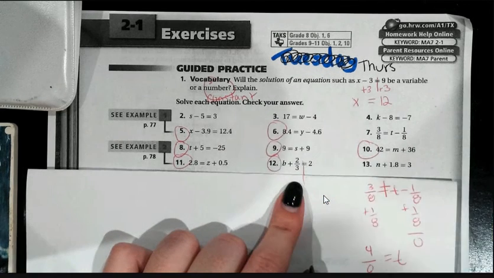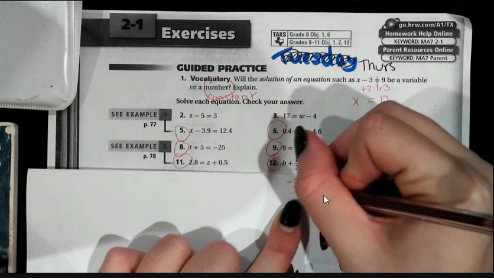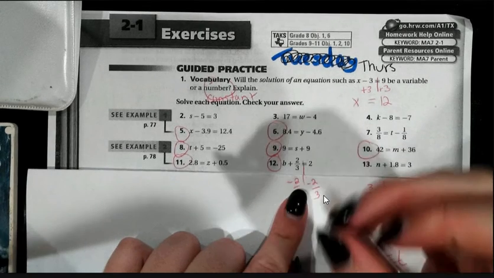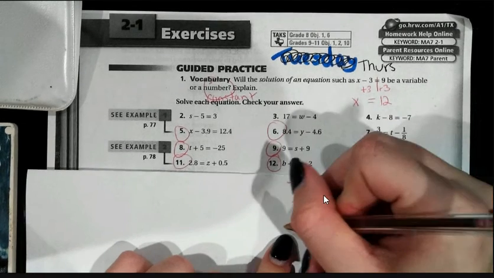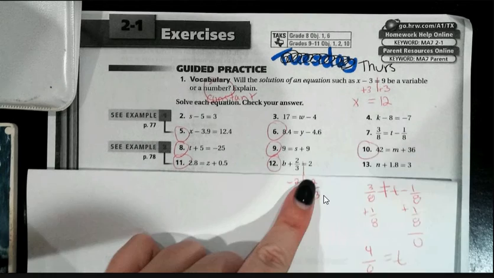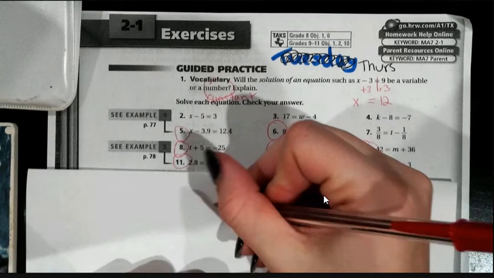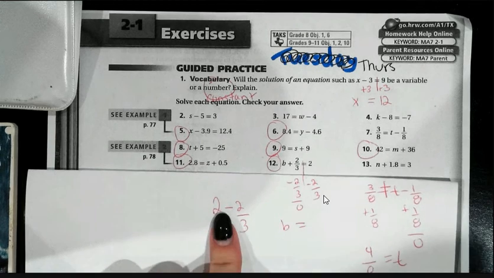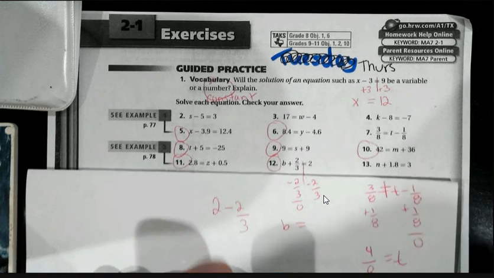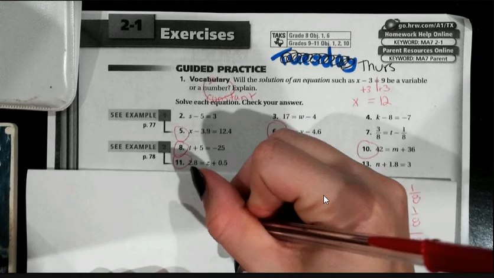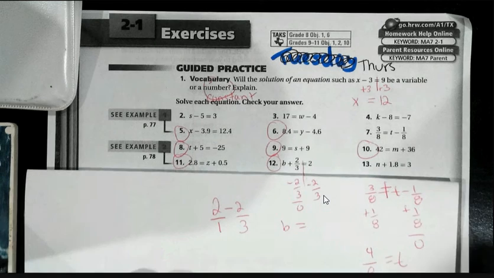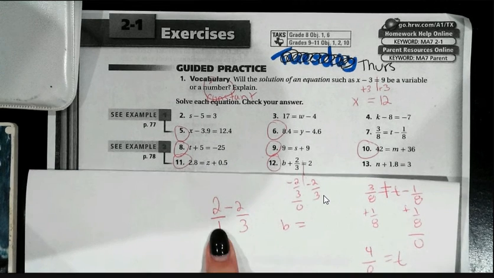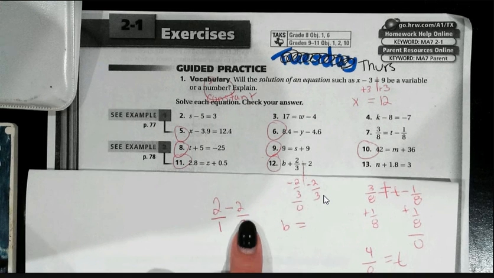So I separate my equation, and then you should have subtracted 2/3 from both sides. Positive 2/3, negative 2/3, that's 0, and I'm left with B equals 2 minus 2/3. So if I have 2 minus 2/3, I don't have a common denominator. I do know, though, every whole number has a common denominator of 1. So I need to find a common denominator between 1 and 3.